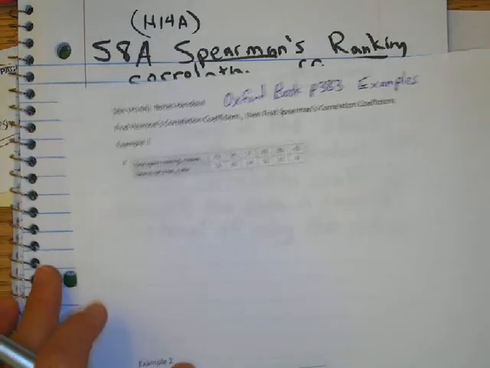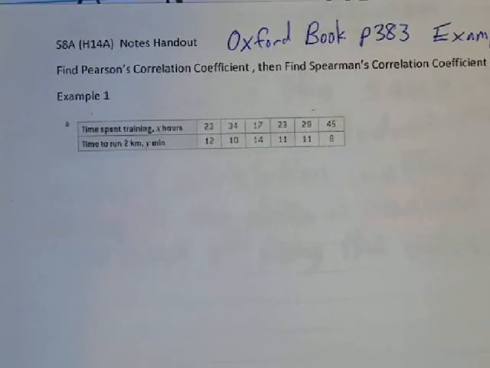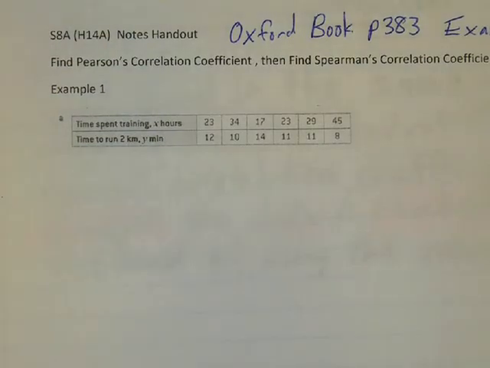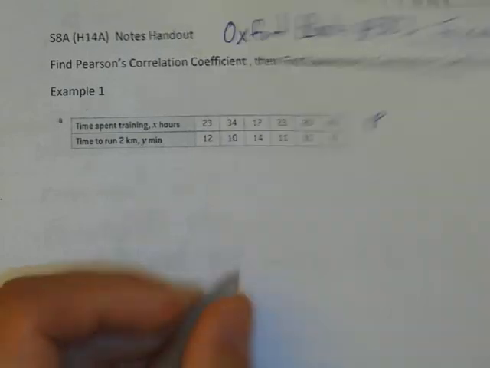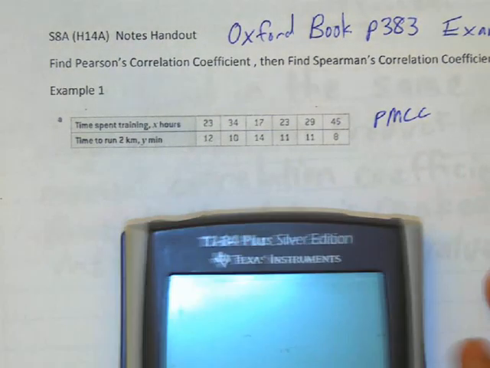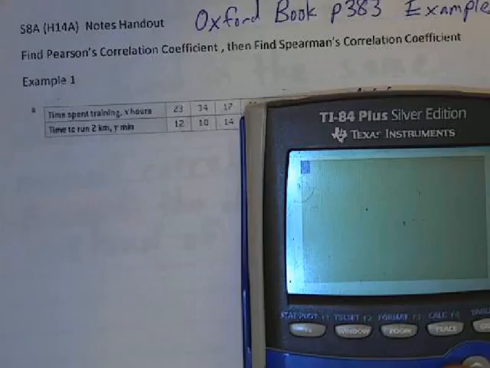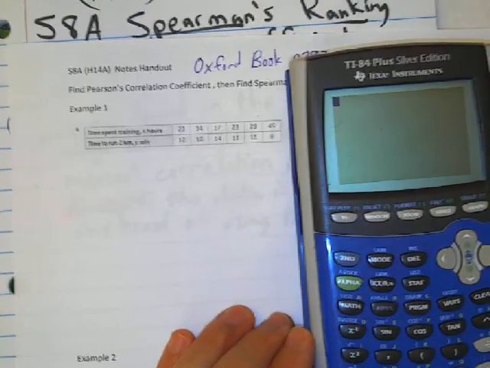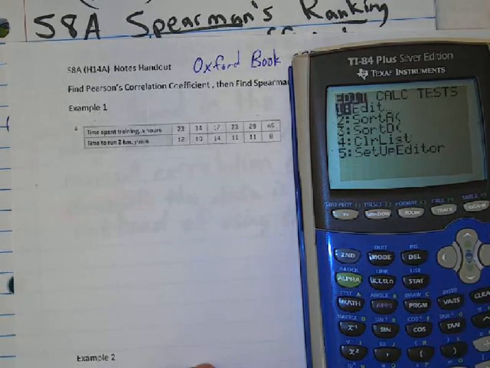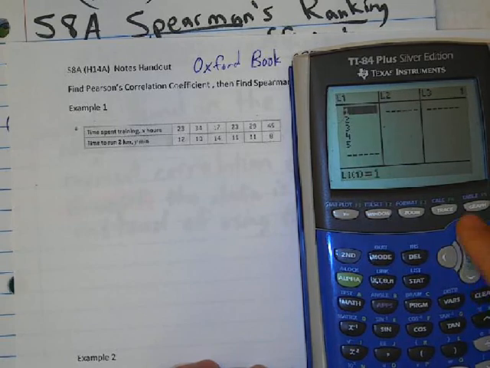Okay, so here I've got an example. It's from the book, page 383, but I'm going to explain it. If I wanted to find the PMCC, you simply put in the data. Let's zoom out a little bit. To enter the data, I hit stats, edit, clear, go to the top, clear.